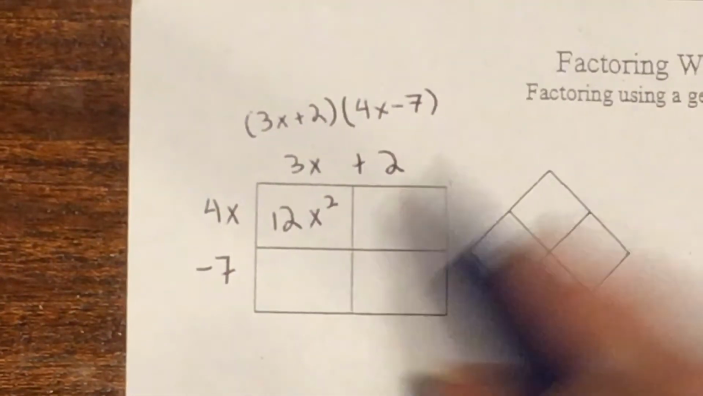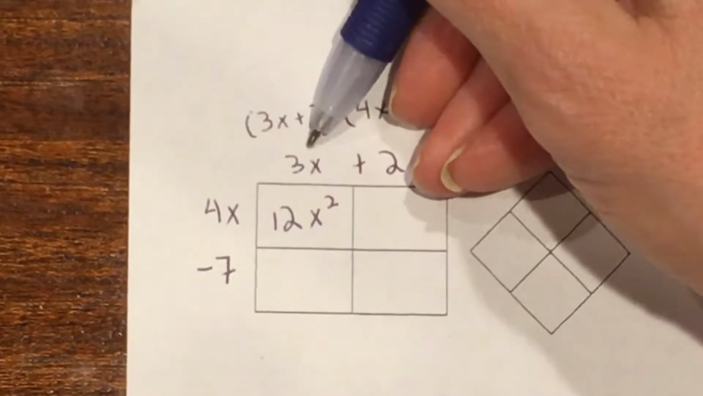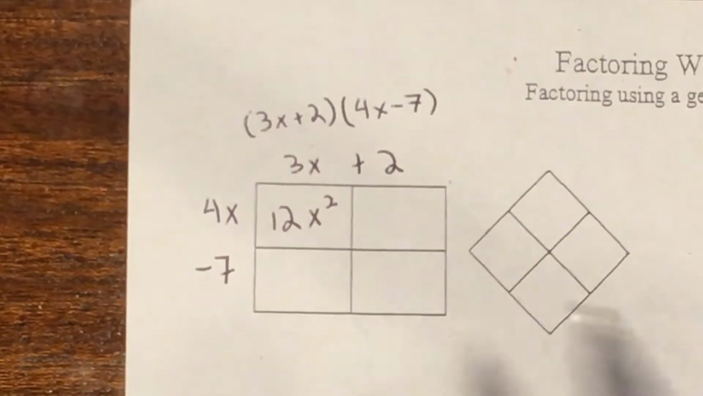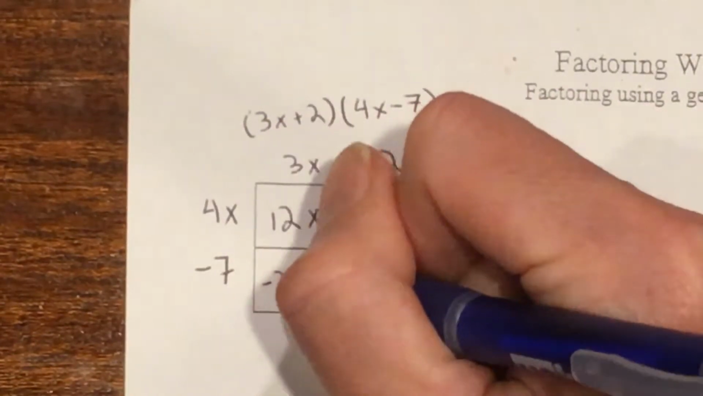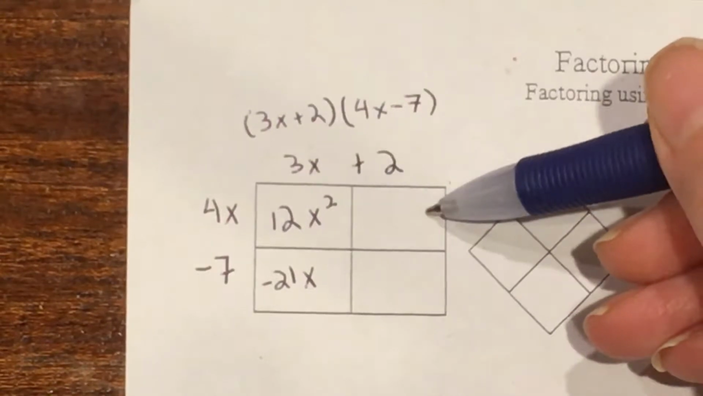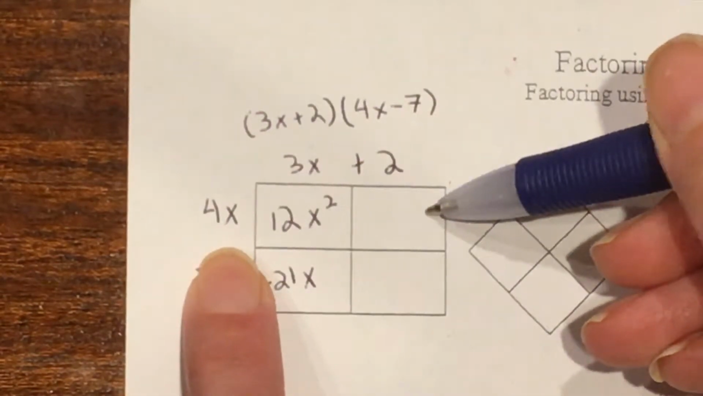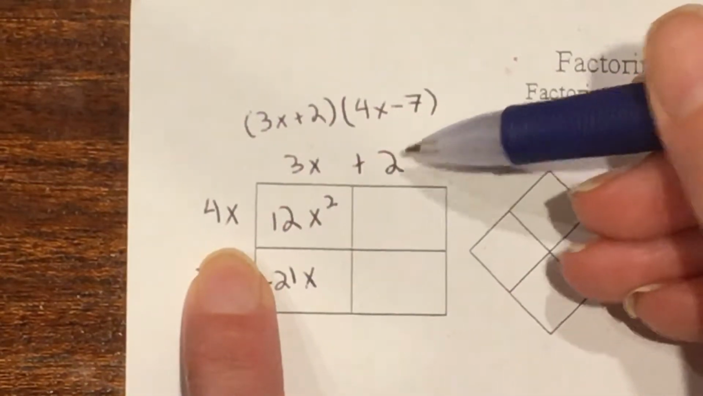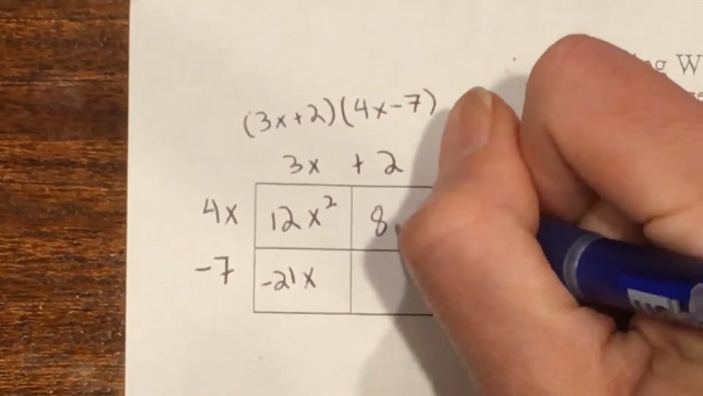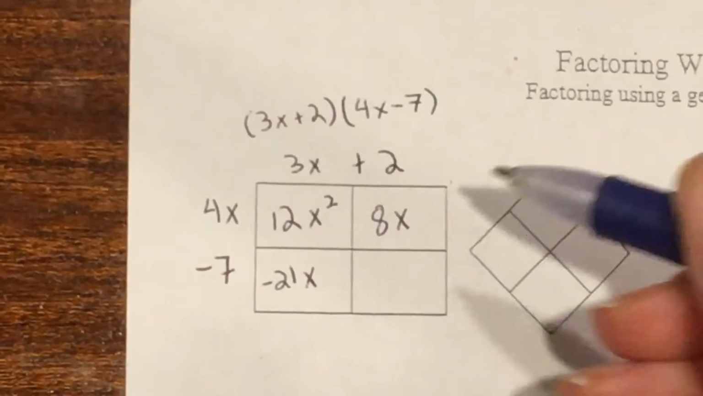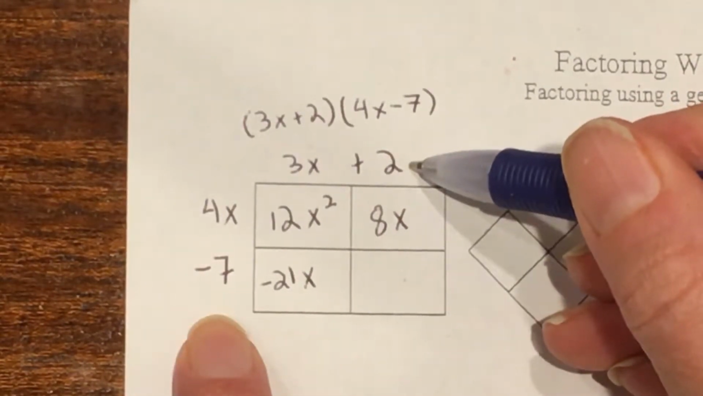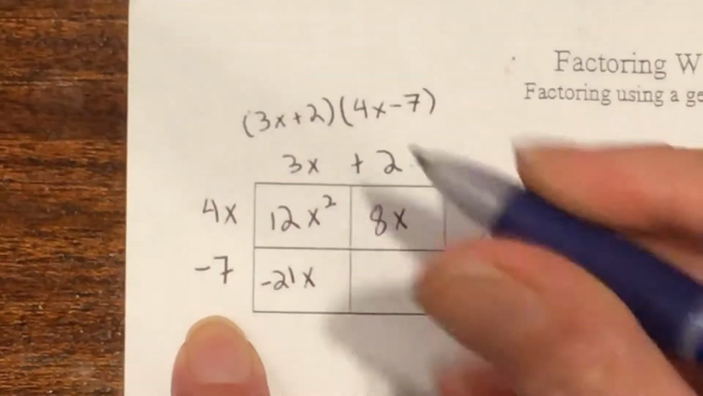Then to get this box, our length is still 3x. Our width is negative 7. So when we multiply those together, we get negative 21x. For this box, our width is 4x and our length is plus 2. So 2 times 4 gives us 8, and we keep the x for 8x. Finally, this last box, our length is 2, our width is negative 7, and 2 times negative 7 gives me negative 14.